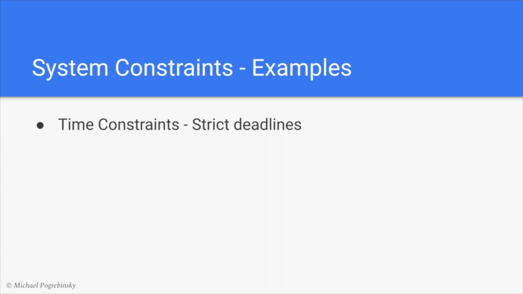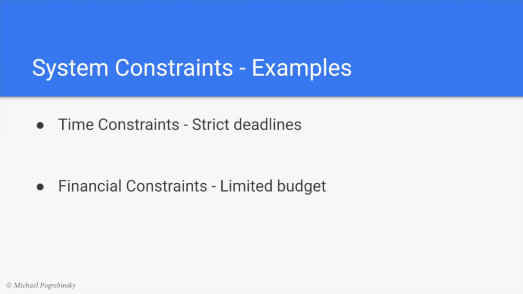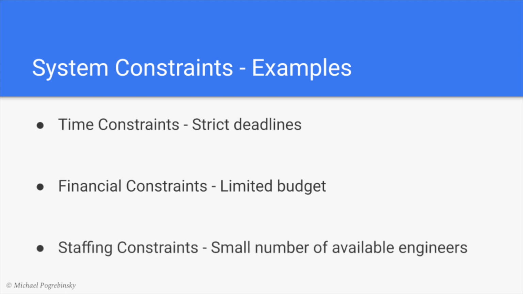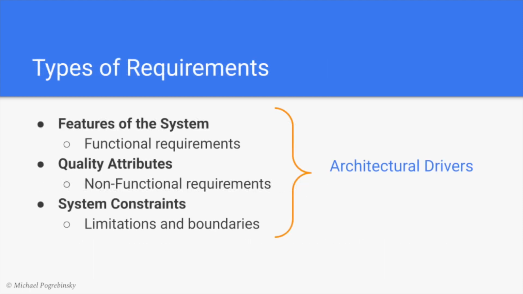The last type of requirements is system constraints. A few examples include strict deadlines, limited budget, or a small number of engineers that can work on our project. Such constraints may force us to make certain trade-offs and sacrifices in our design and shift us towards certain software architectural decisions that we would not make if we didn't have those constraints. The three types of requirements that we learned in this lecture are also sometimes referred to as architectural drivers, because they essentially drive our architectural decisions from an infinite universe of possibilities towards one solution that satisfies our client's needs.